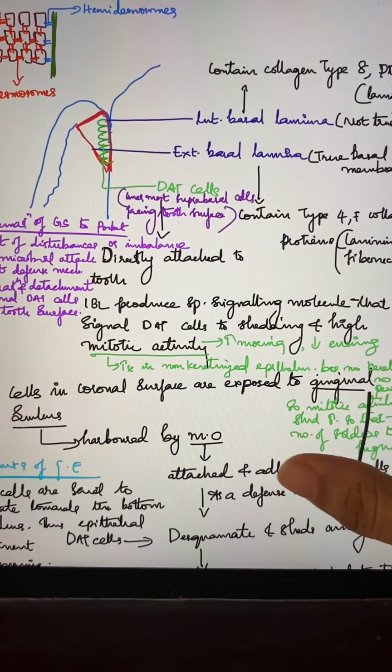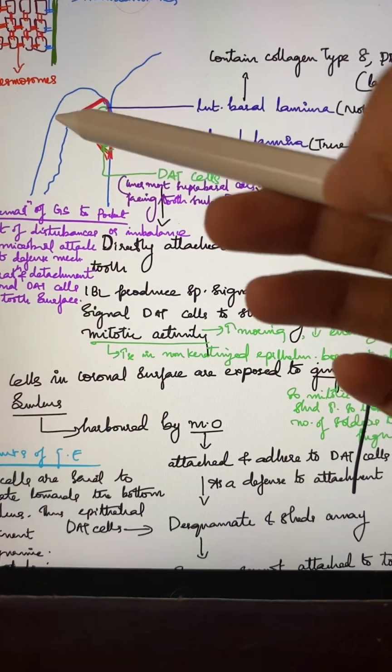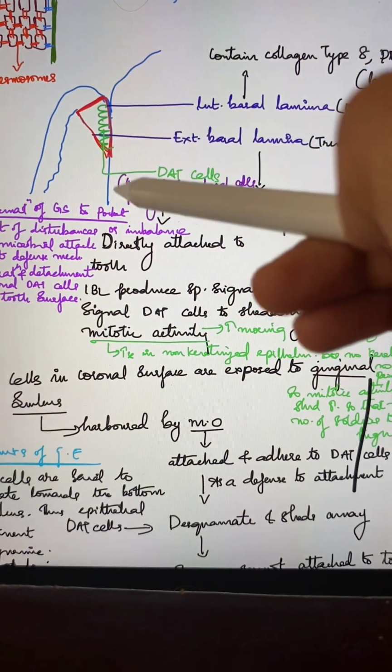I just mentioned the DAT cells. So this is the external basal lamina, and this is the internal basal lamina.